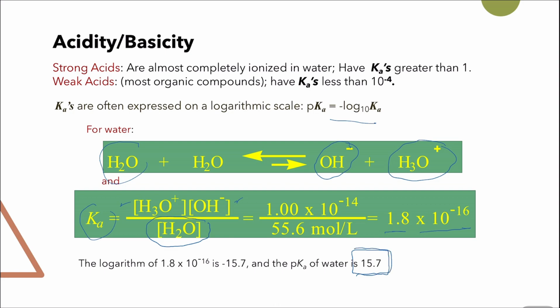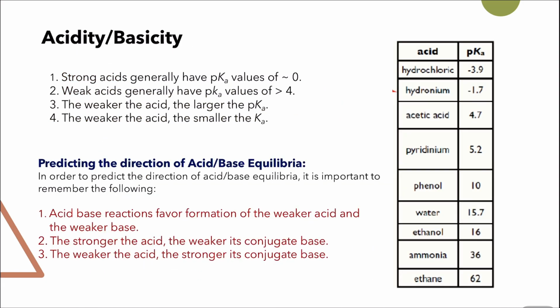So 15.7 is quite a high number for pKa, and that means that water is a very weak acid, because here, as you see, the Ka is 1.8 times 10 to the power minus 16, so it's a very low value of Ka. Because pKa is minus log 10 of Ka, the smaller the value of the Ka, the weaker the acid, the higher the value of the pKa. So we would know that strong acids generally have pKa values of 0 or less than 0, so it's a negative number. Weak acids generally will have a pKa value of more than 4. The weaker the acid, the larger the pKa and the smaller the Ka.